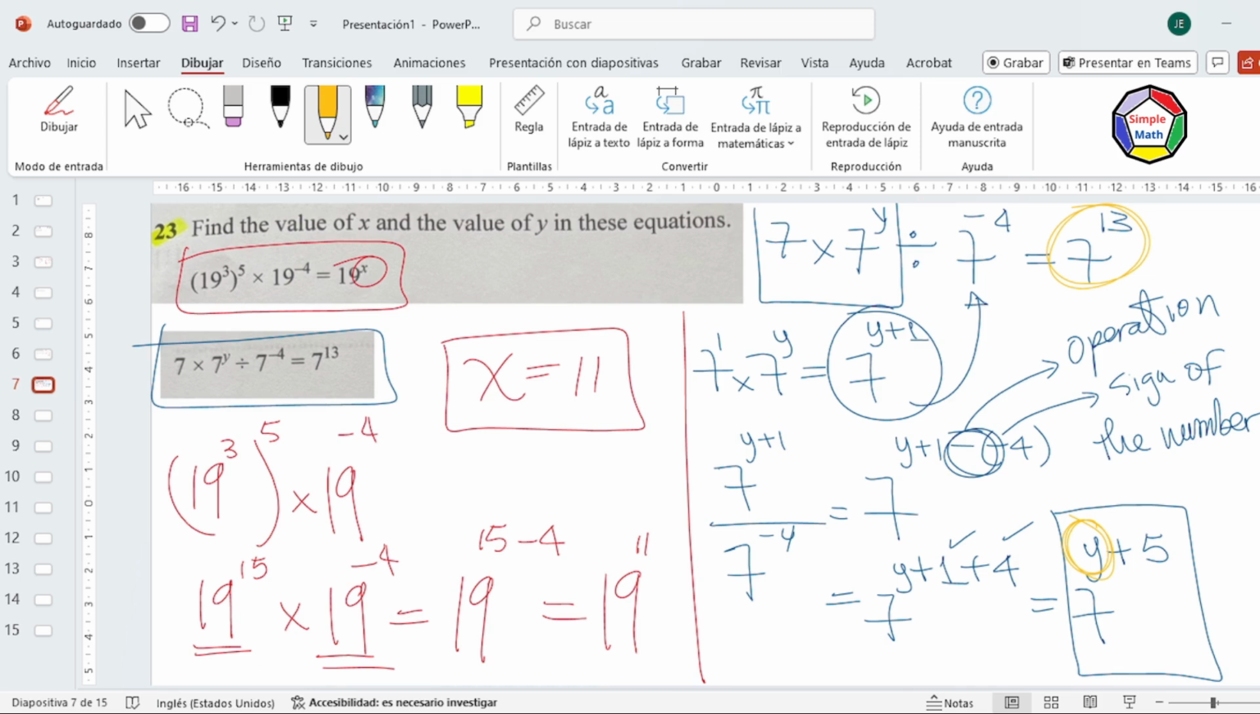If you see, you can substitute y by the number 8. Because as you know, 8 plus 5 is 13. So the answer is that y is equal to 8. That is the answer of the exercise. X equals 11, y equals 8. This is the way we solve these kind of exercises.